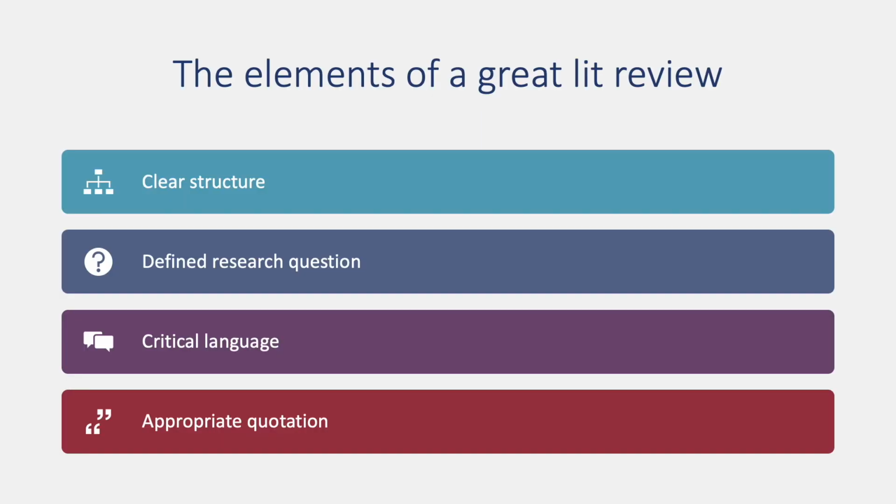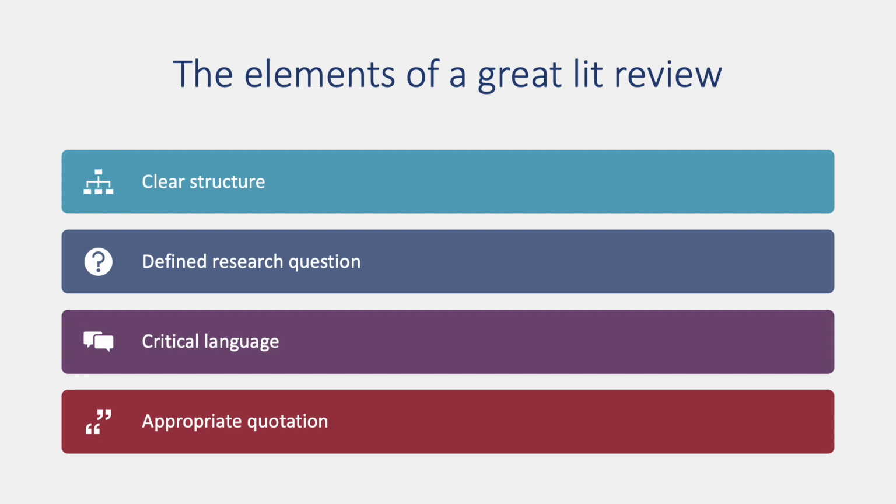So what makes a good lit review? Well, it should have a clear structure with an introduction and body paragraphs and a conclusion. It should be about a defined research question. It should use critical language. You're supposed to be reviewing the literature, not just summarising it. And it doesn't overuse quotation.